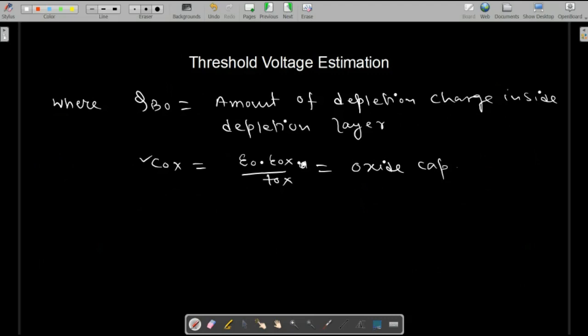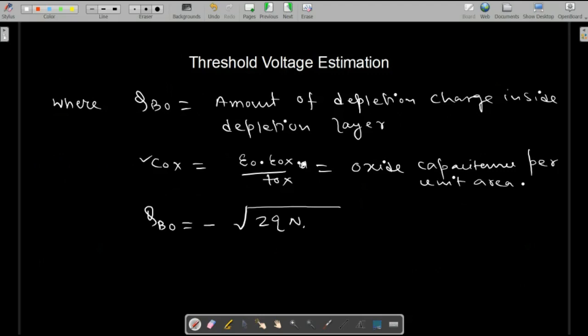So oxide capacitance per unit area: this is the expression for COX, that is epsilon by TOX. And QB0 is the total amount of depletion charge, and you know the expression for QB0, that is equal to minus root of 2q Na epsilon Si.